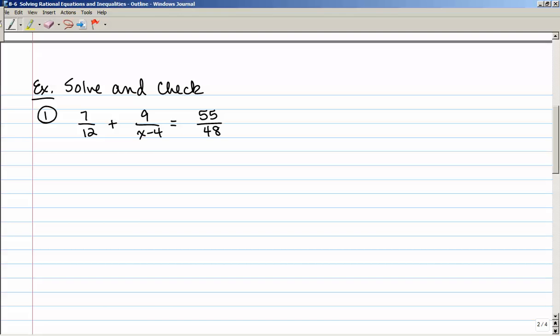So I have 7 over 12 plus 9 over x minus 4 equals 55 over 48. So looking at this, my common denominator is going to be, well, if it just were 12 and 48, it would be a 48, so that needs to be a part of it, and an x minus 4. So what I need to do is multiply the whole equation by that common denominator.